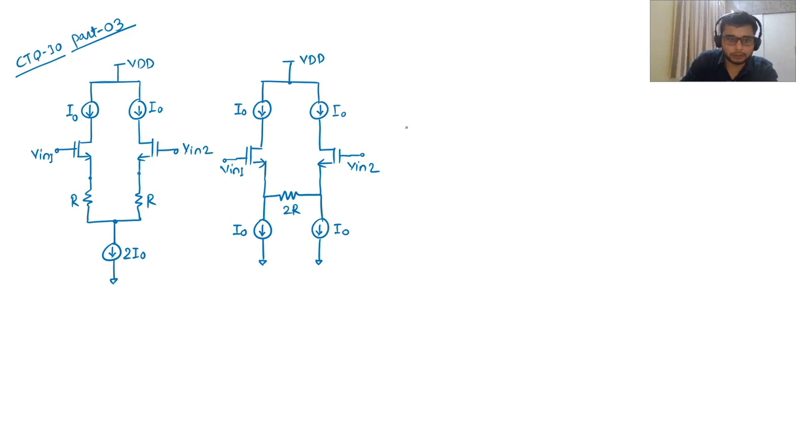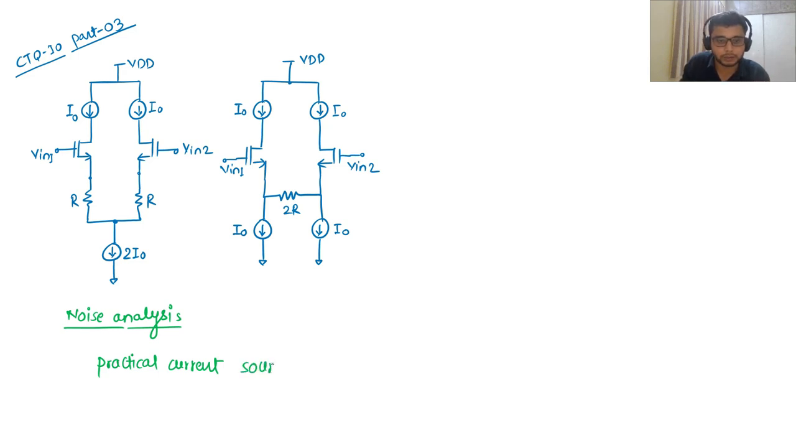So in this circuit, our target is the noise analysis of the circuits. First I'll take the first circuit, and the important thing I want to make here is that I'll use the practical current sources that we used in the previous part of the CTQ while discussing the swing calculation. So practical current sources from the noise point of view. Just I will make one point here.